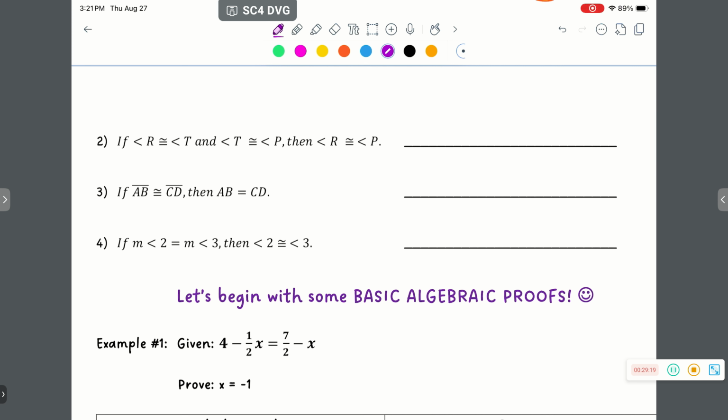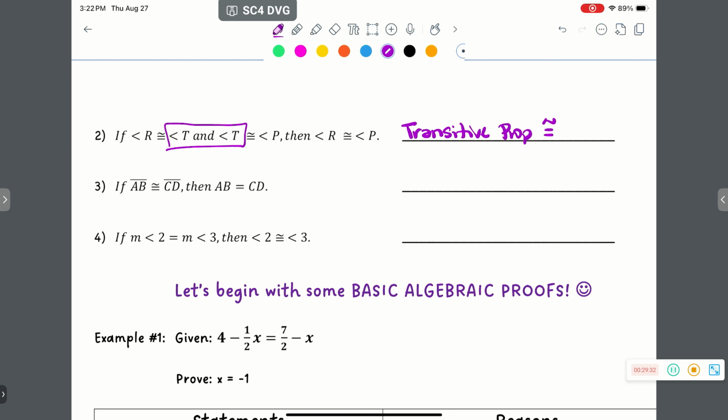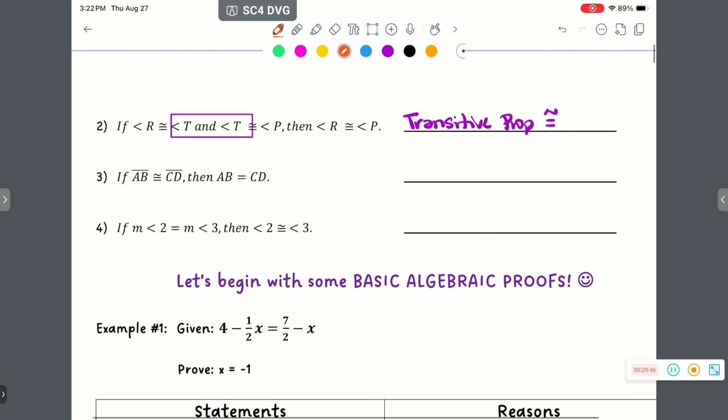What about number 2? This is the transitive property of congruence. Obviously, angle T is acting as a middleman. Everybody's congruent to angle T, so R and P must be congruent to each other. That's the transitive property of congruence.